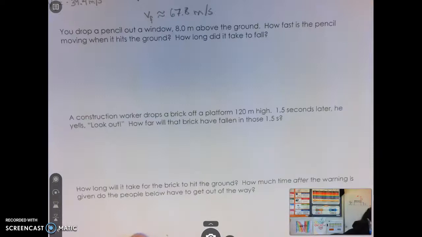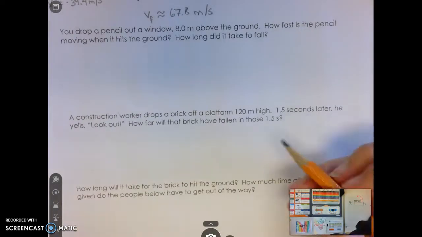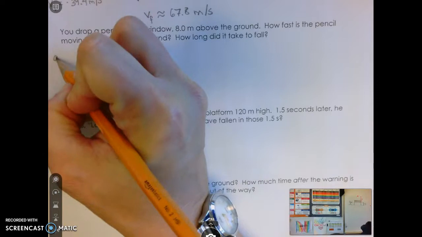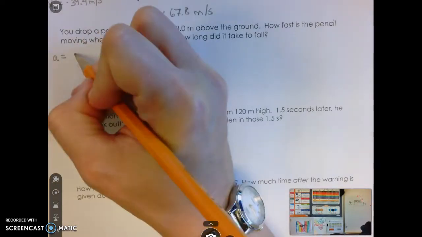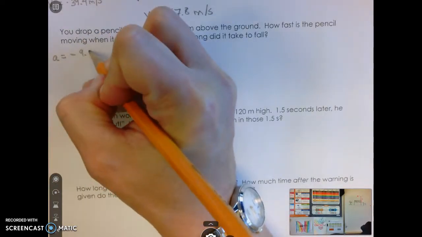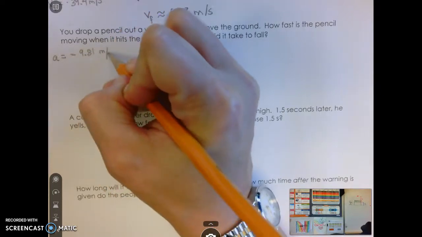Let's try a problem that's vertical. Again, we start with our laundry list. What do we know? This is free fall. The acceleration is negative 9.81 meters per second squared downwards.